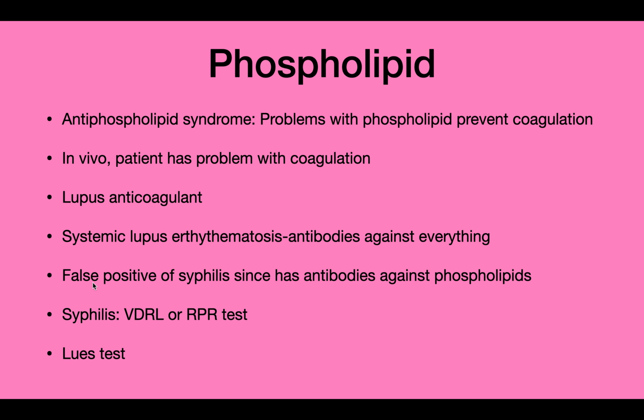Anyway, you have to keep in mind: is it systemic lupus erythematosus or is it syphilis? Because on a syphilis test, somebody with lupus can be positive, because the antibodies against the phospholipids are going to be too similar to the phospholipids of syphilis. So the antibodies will react against normal human cells. So for syphilis, there are more specific tests. Use the VDRL or RPR test or the Lewis test, but just keep that in mind.